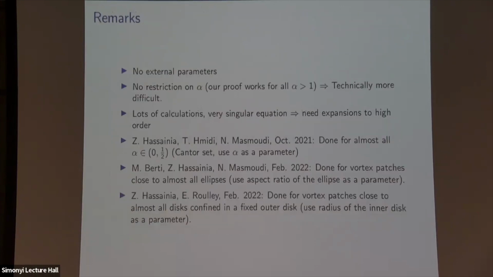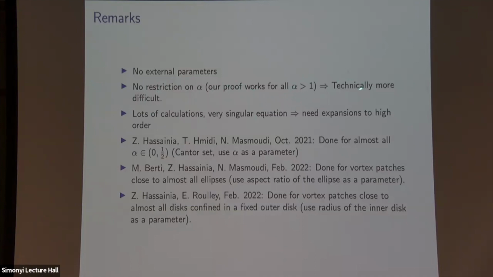Okay, so some remarks. As I said, there are no external parameters. We get what we get. The equation is what we get. Once we select alpha, there is no more choice. So there is no other possibility or any trick that one can play to make your life easier. There is no restriction on alpha other than alpha being greater than 1.